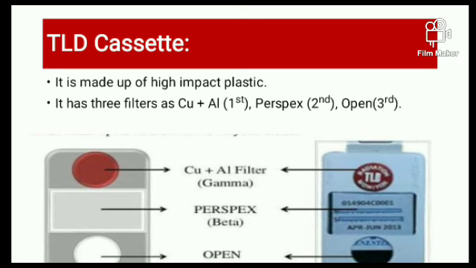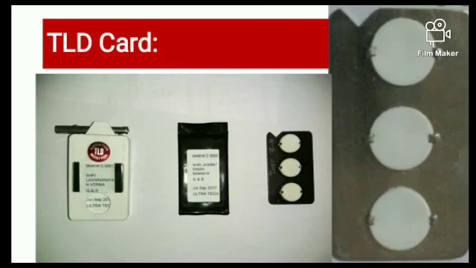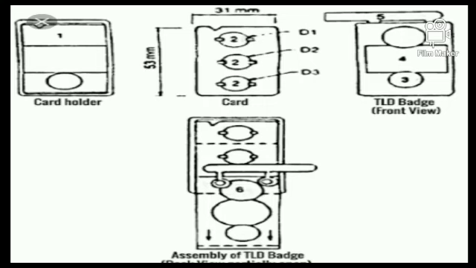Next thing is, we have a clip attached to this area, and this clip is mainly to hold the badge to the clothing or to the wrist area. And you have to keep in mind that this is the entire part: this is the card holder, this is the TLD card, and this is the badge from front view.